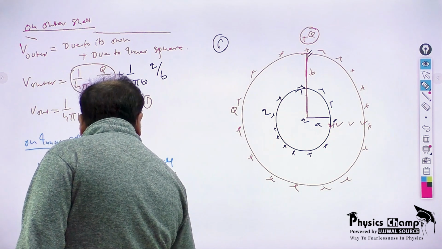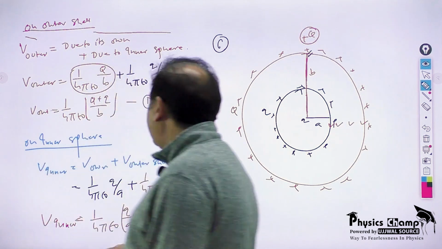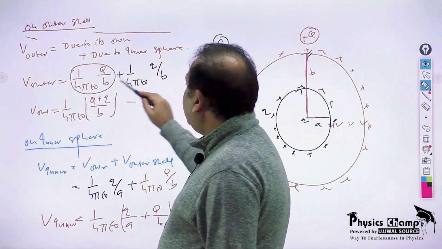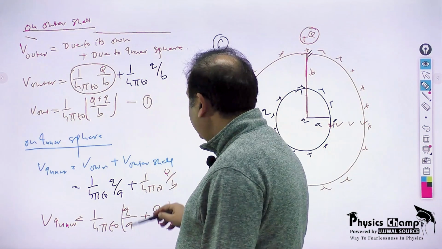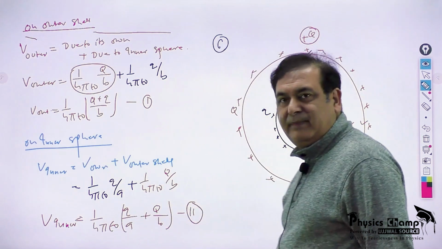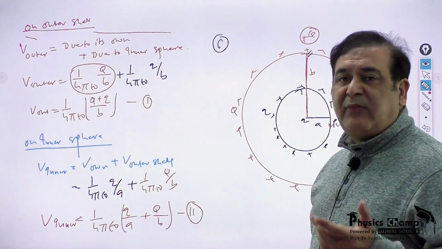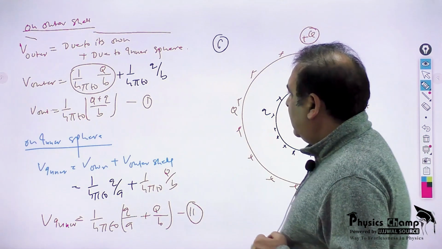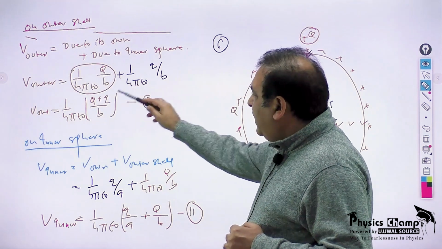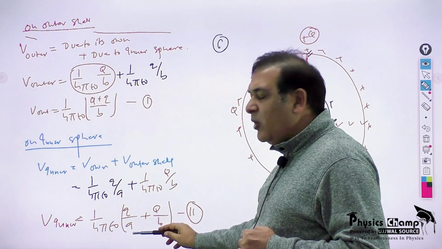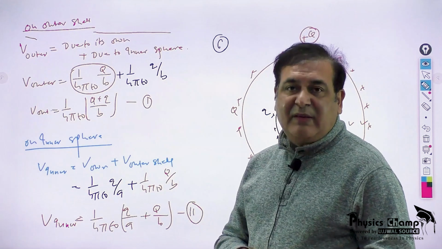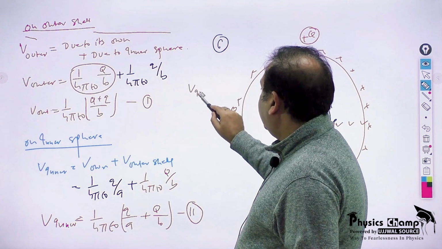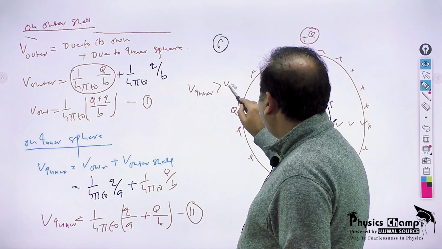plus Q by b. You can see the difference between these two equations. Here it was capital Q by b plus small q by b. Here it is small q by a plus capital Q by b. So if we are looking for the potential difference, where the potential will be higher, let's try to find. A is less than b. So we can say the potential on the inner shell will be higher than the potential on the outer shell.